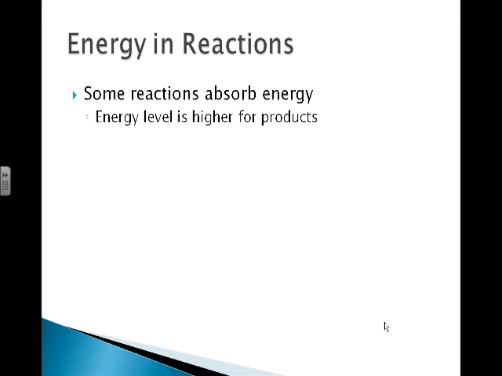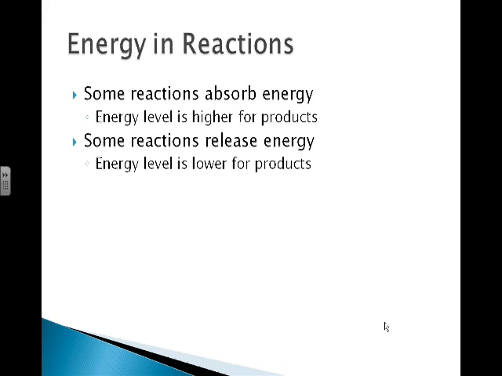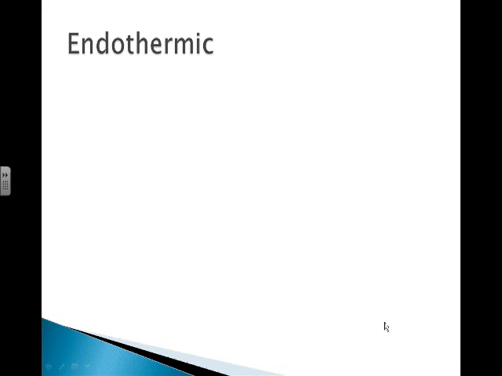When we have chemical reactions, some of them will absorb energy, and that happens when the energy level is higher for our products, and so energy has to be given to move that energy level up. And some reactions will release energy, and that happens when our energy level is lower for the products versus what we start with, the reactants. So that energy has to go somewhere and it's released.